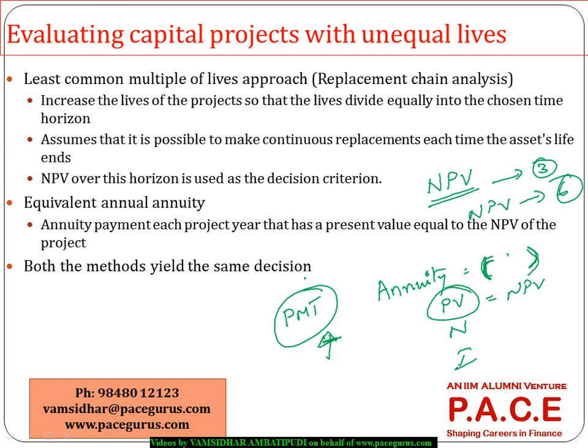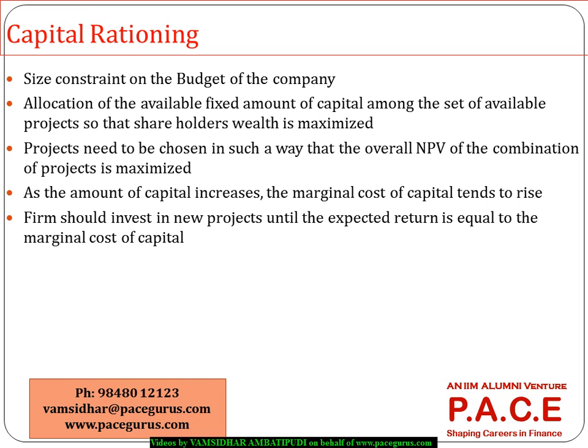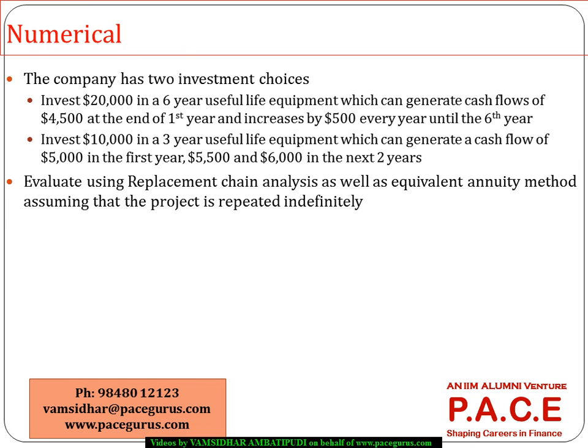But one thing is, whether I use the equivalent annuity approach or the replacement chain analysis approach, wherein the least common multiple of the lives is considered, both of them should give me the same decision. So we'll take one numerical to explore that, and then we'll come back to this understanding of the capital rationing part. All right.